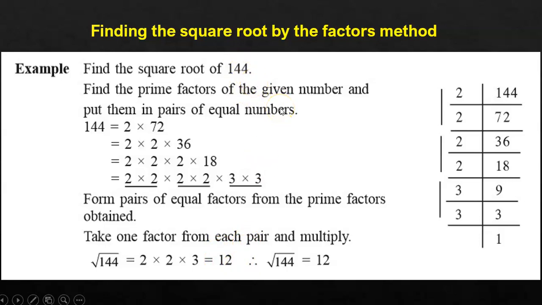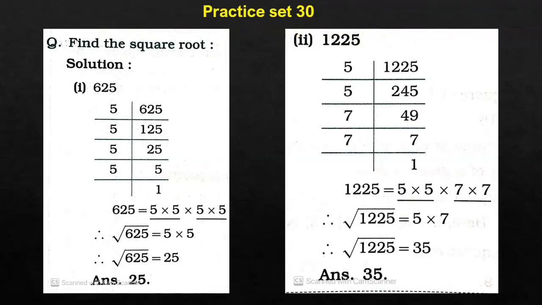Now let's solve the exercise. Practice set 30. Find the square root of the first one, 625. First we find the prime factors. We write them: 5 into 5 into 5 into 5. We make pairs. Please underline this with the help of a pencil. So this is the first pair and this is the second pair.